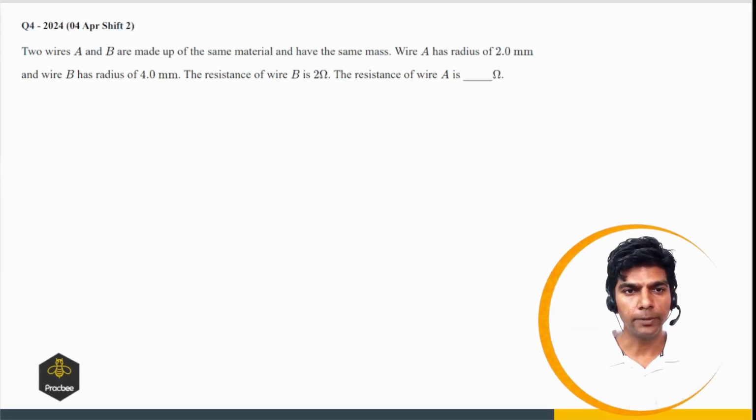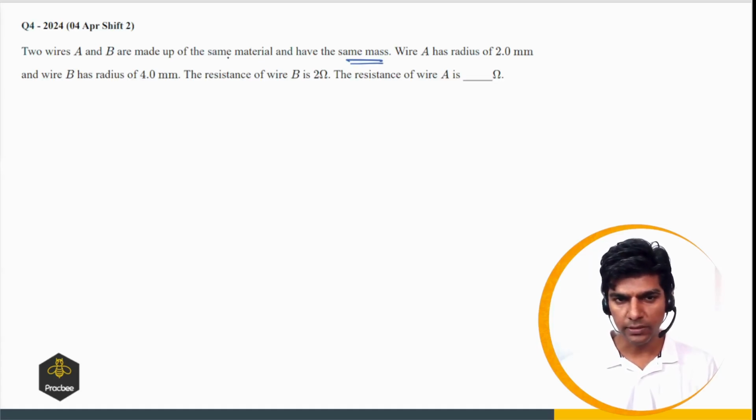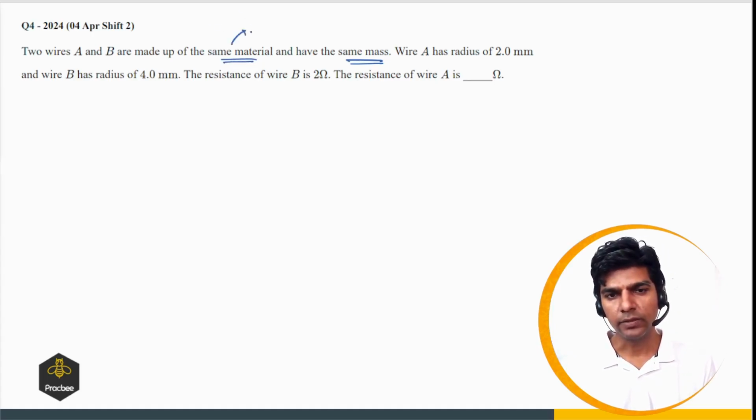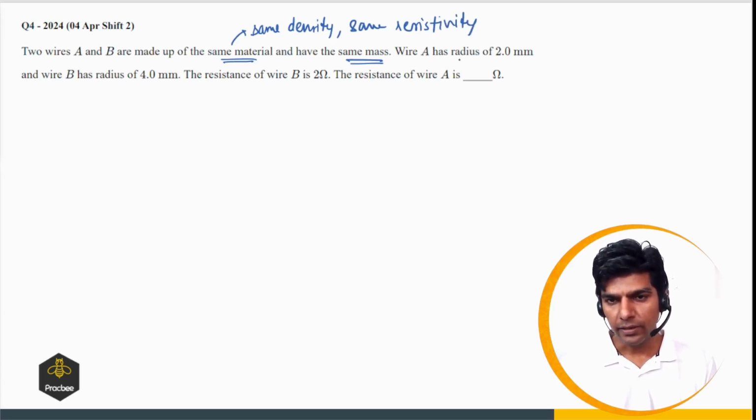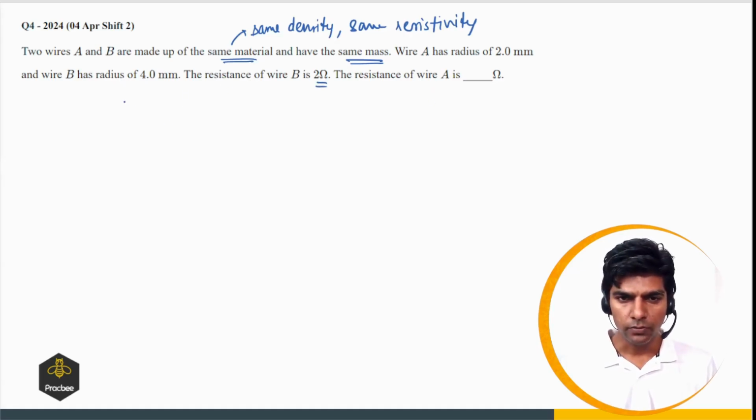Two wires A and B are made up of the same material and have the same mass. So masses are the same, and they are made of the same material. If the material is the same, we can say they must have the same density and the same resistivity. So these are material properties. Wire A has a radius of 2 millimeters and wire B has a radius of 4 millimeters. This radius is the radius of the cross section, and the resistance of wire B is 2 ohms. We have to find the resistance of wire A.